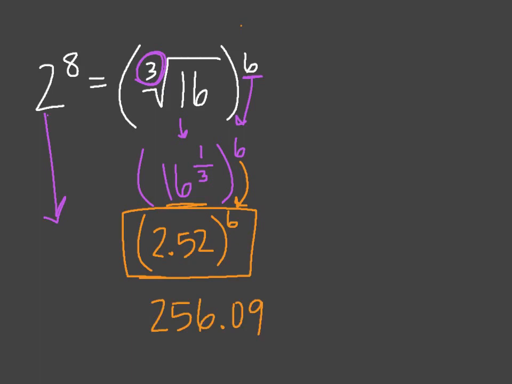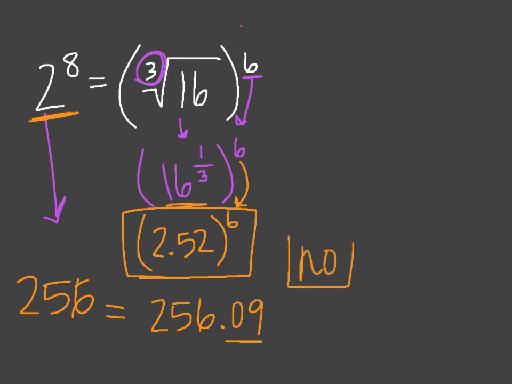Now, the other side I have not typed in my calculator yet, so I'm going to go ahead and do 2 to the 8th power. And that gives me 256. Now, when I look at these two numbers, they're very close to each other, just that this side has a decimal that this side doesn't. Well, those still aren't quite the same numbers. So I have to go ahead and say that no, this is not a true statement.